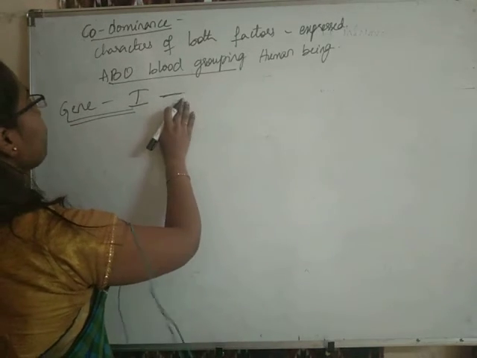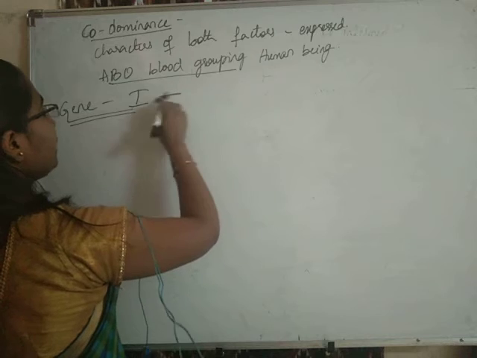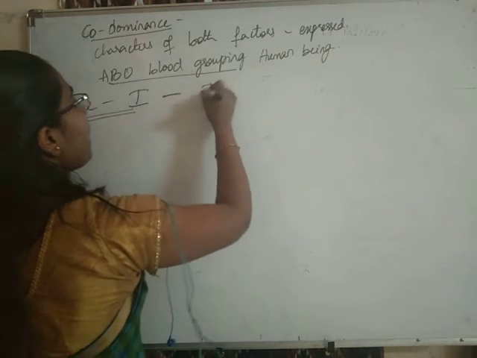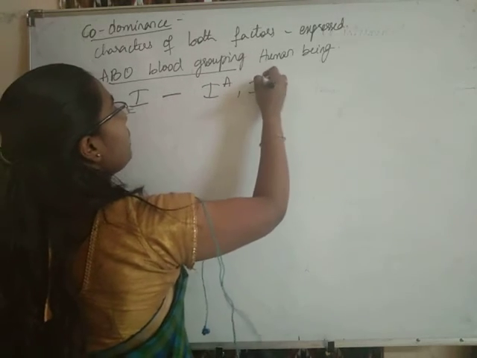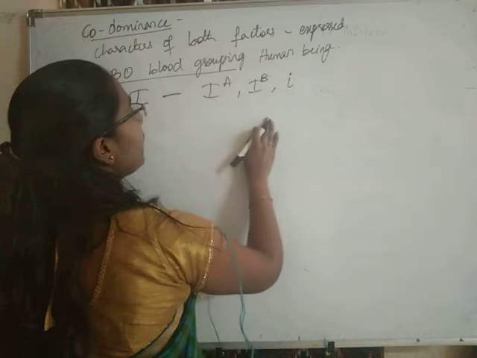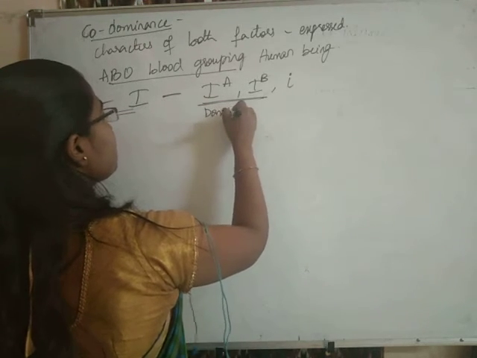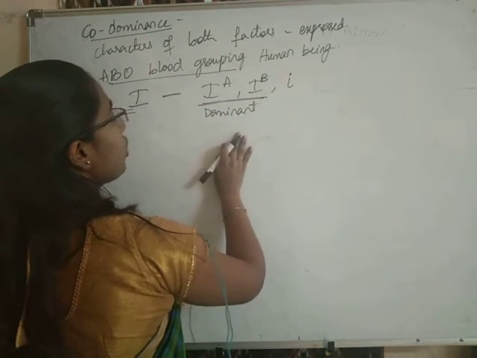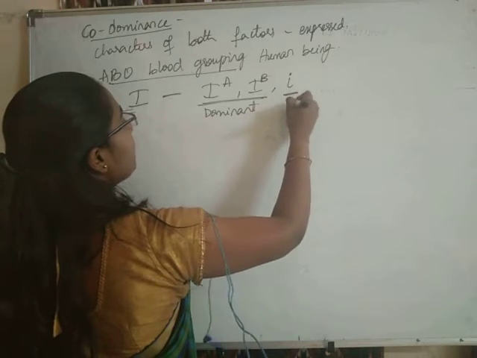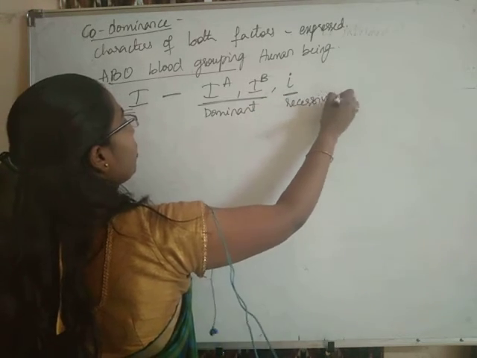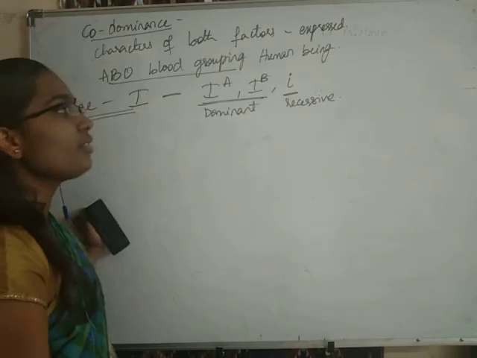Those 3 allelic forms of this gene are IA, IB and small i. This IA and IB are dominant alleles. The small i is a recessive allele.